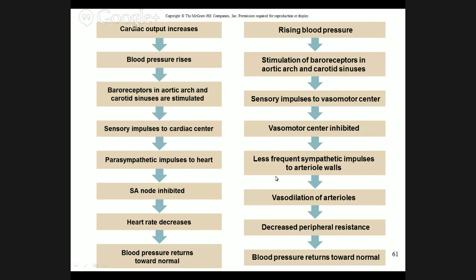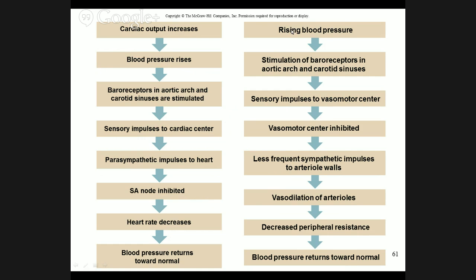And here's a flow chart on it. So when the cardiac output increases, blood pressure rises, the baroreceptors in the aortic arch and carotid sinuses are stimulated. There's a sensory impulse sent to the cardiac center. The parasympathetic impulses to the heart are triggered, and they send a signal to the SA node and inhibit it, and the heart rate decreases. So then your blood pressure returns toward normal.